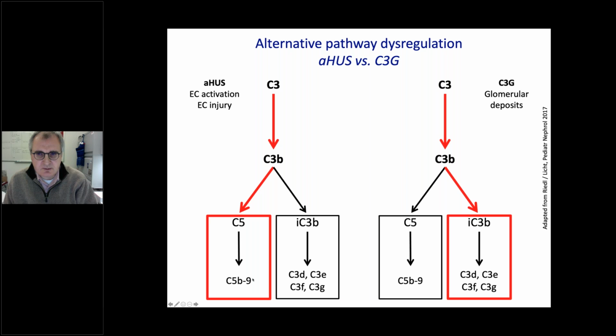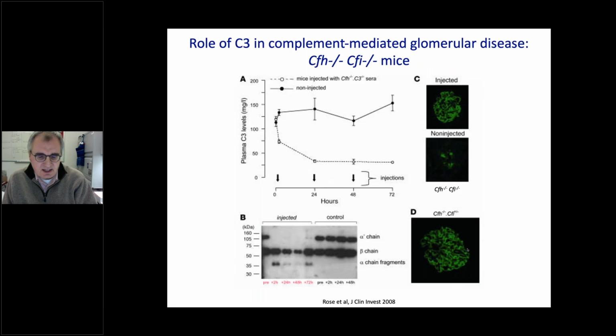Different from that, in C3G we today think that it is a question of loss of control of C3 activation. And if you lose control here, you generate a lot of C3b, and with that a lot of split products, and those split products then are felt to be the drivers for the pathology in the kidneys. And this is nicely... It's the last animal study slide that I'm showing you.